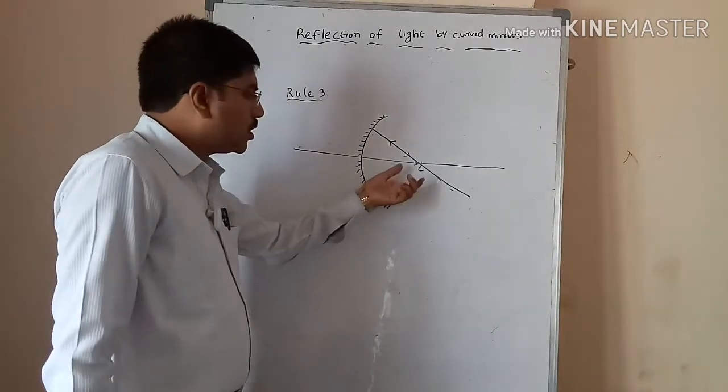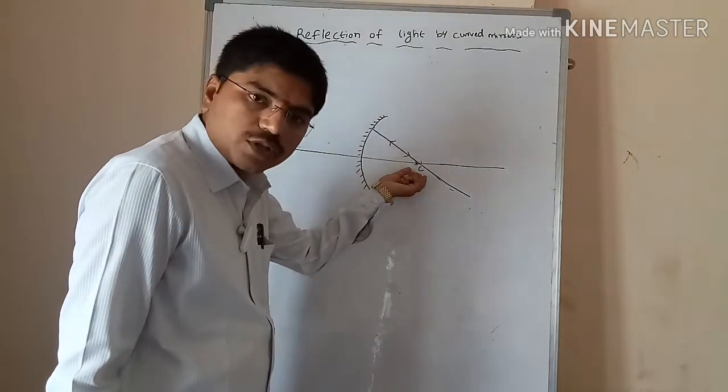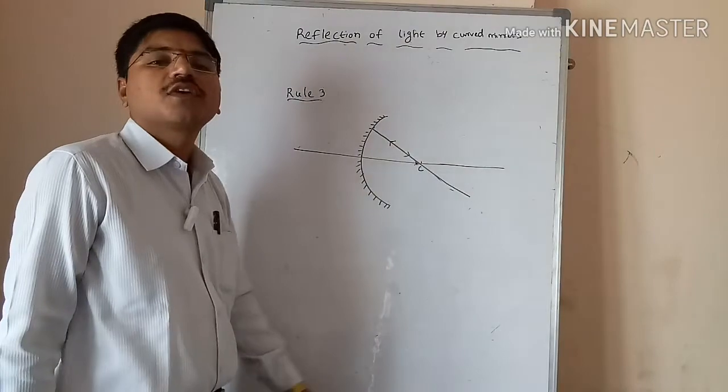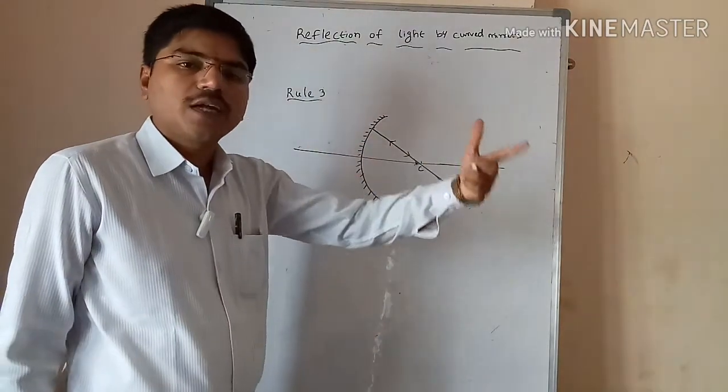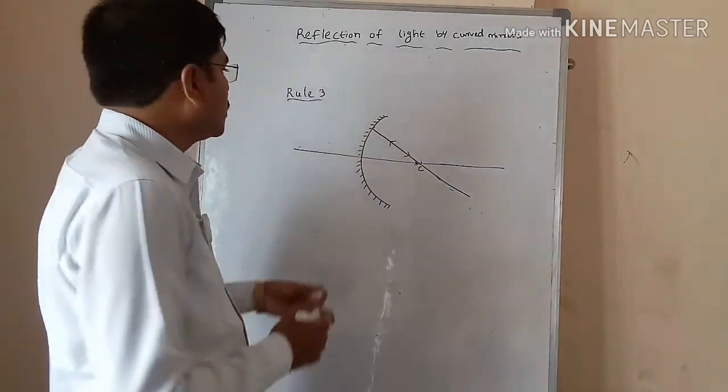So now, if any ray is passing through the center of curvature, after reflection the ray passes through the center of curvature, which means the same path in the reverse direction. Then it is called the third rule.